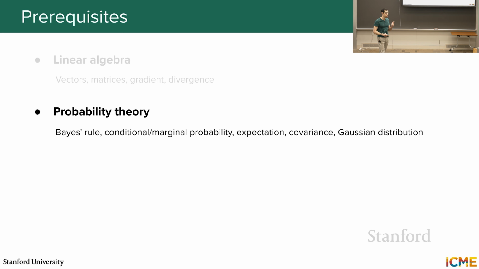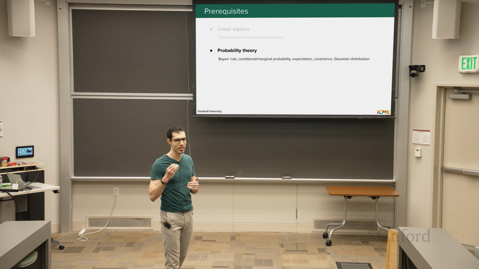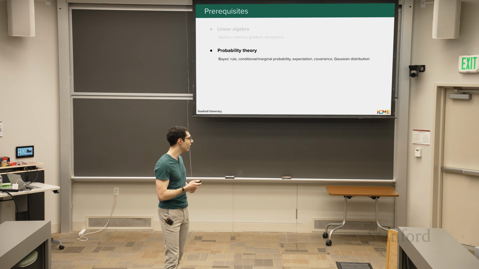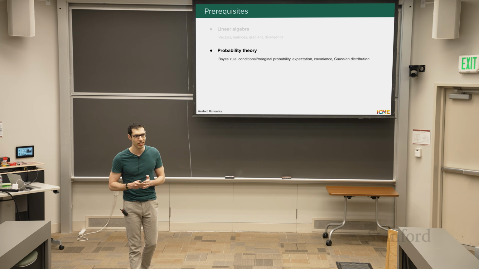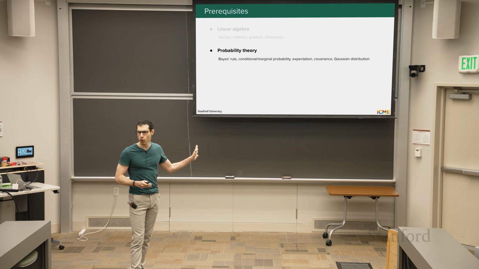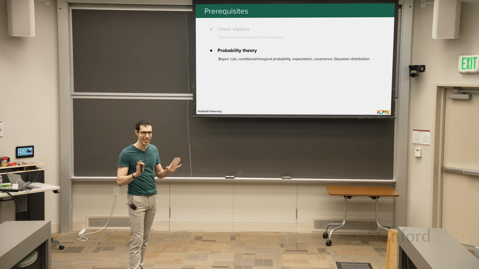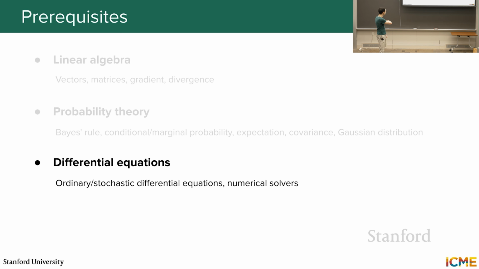The second one that's quite important is probability theory. In particular, Bayes' rule, conditional and marginal probabilities, what an expectation is, what a covariance matrix is, and what a Gaussian distribution is. Again, if you don't know everything, it's fine, but at least most of it, or at least if you've heard of it.